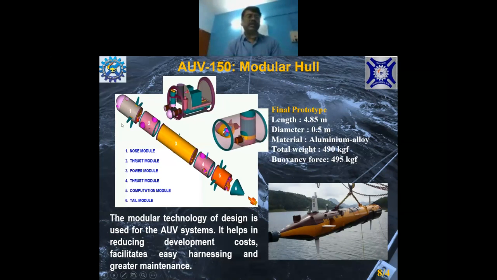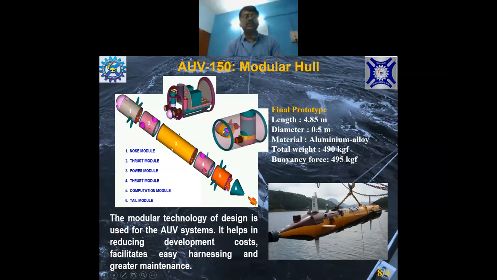So these are the different modules of this vehicle: nose module, thrust module, power module. Then again there is another thrust module, computational module, and tail module. This is the original vehicle, and this is the CAD model. And various components are embedded inside. The heavy part is the battery, so that is placed at the center module. And there are 5 propellers. One is at the tail, which is called the main thruster. And there are 2 vertical and 2 horizontal. So with these 5 propellers, we are controlling 5 degrees of freedom.